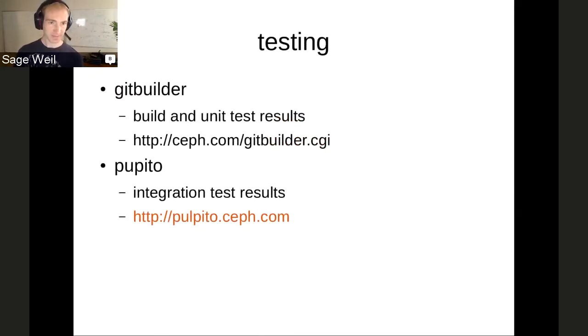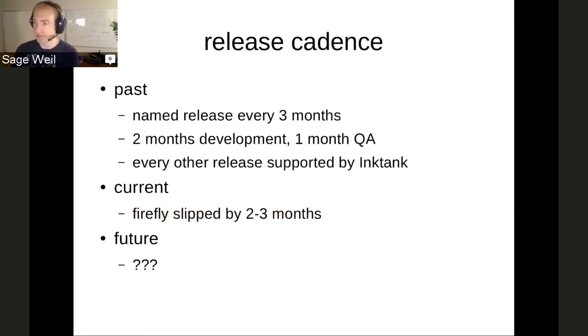And then the last thing I wanted to talk about was that the release cadence has been a big question about how we're going to do this going forward. So in the past, we did a named release every 3 months. That basically meant 2 months of actual coding and then 1 month of hardening and QA before we did our named cephalopod releases.